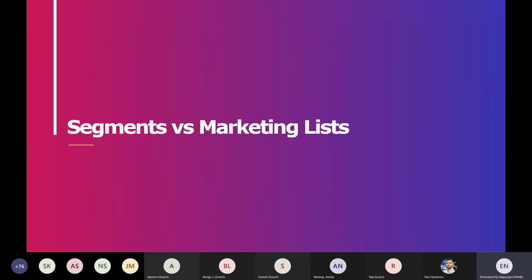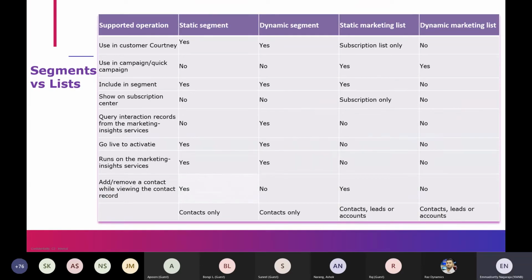We have seen how we create segments, and now let's see what is the major difference between segments and marketing lists, which is the old concept in Dynamics 365 Sales. And then we will see what the supported operations are. As I said, segments are a much more advanced version of dynamic or static marketing lists, because you have rich capabilities, like you can query the data from marketing insights. You can use segments in a customer journey.